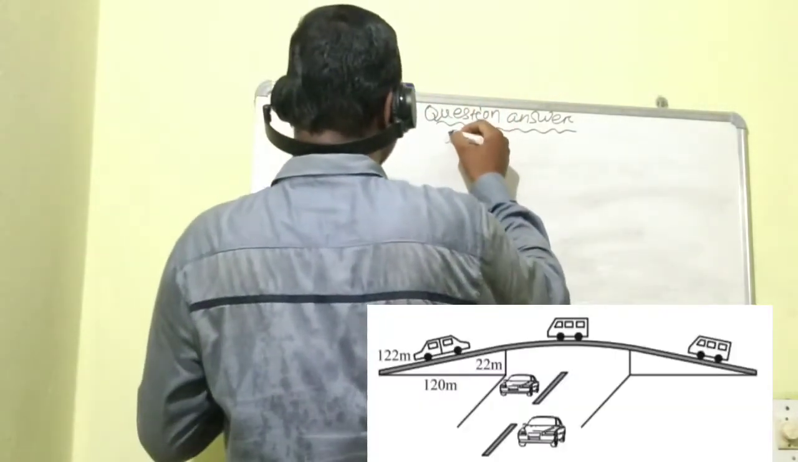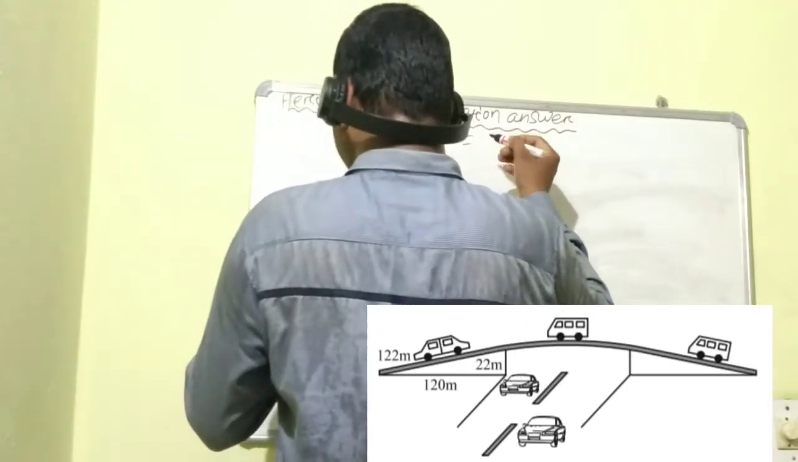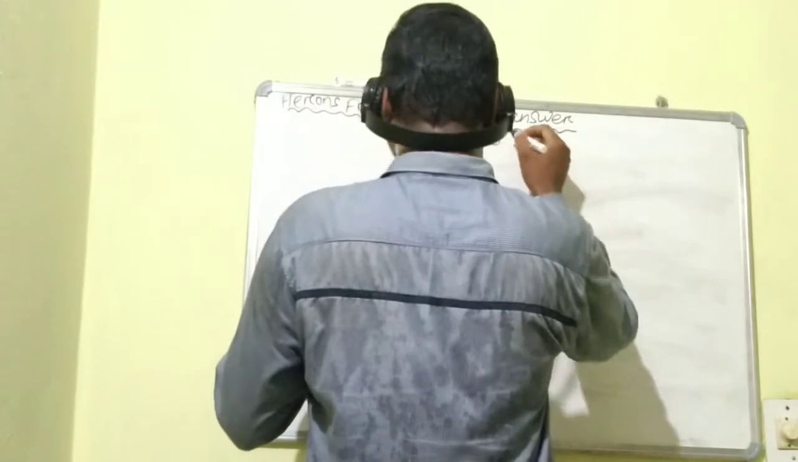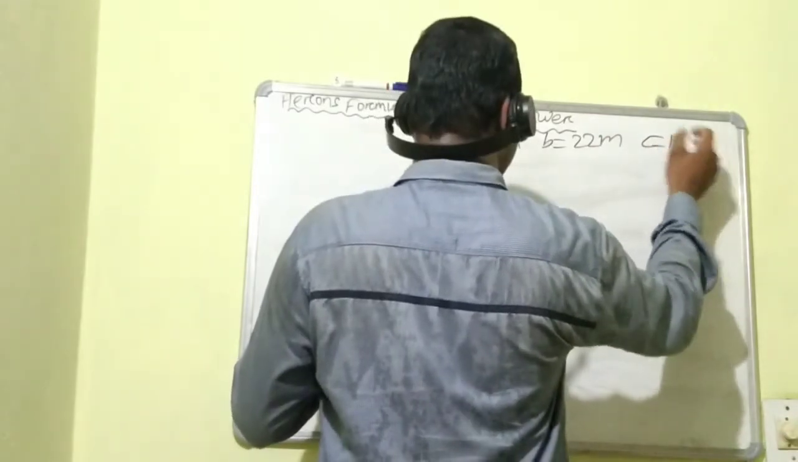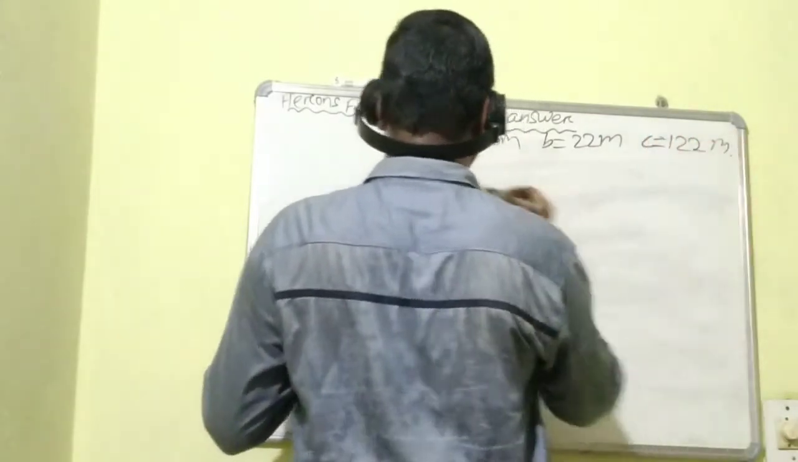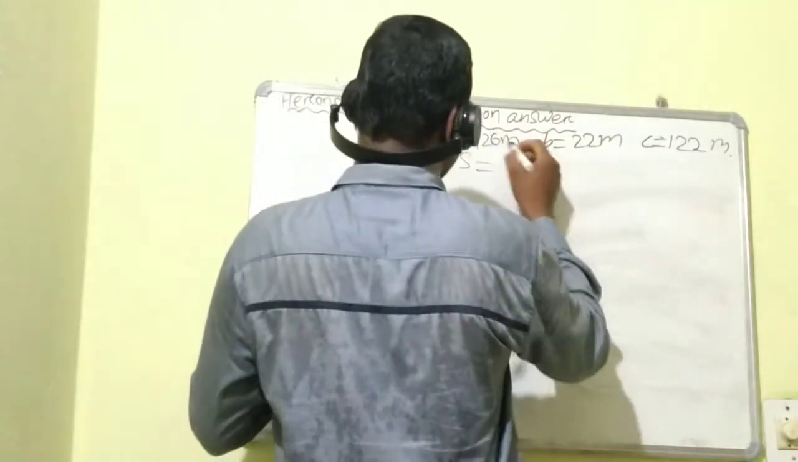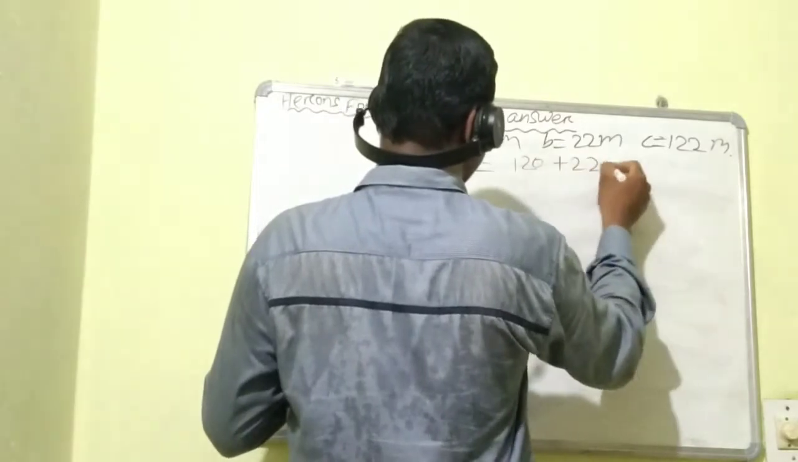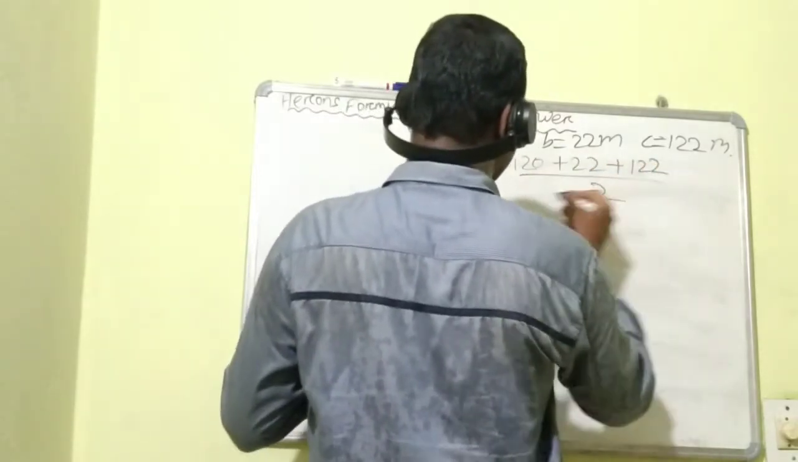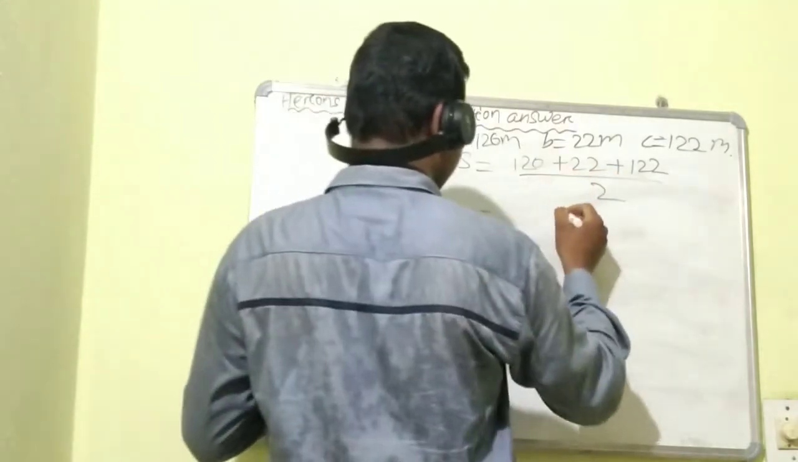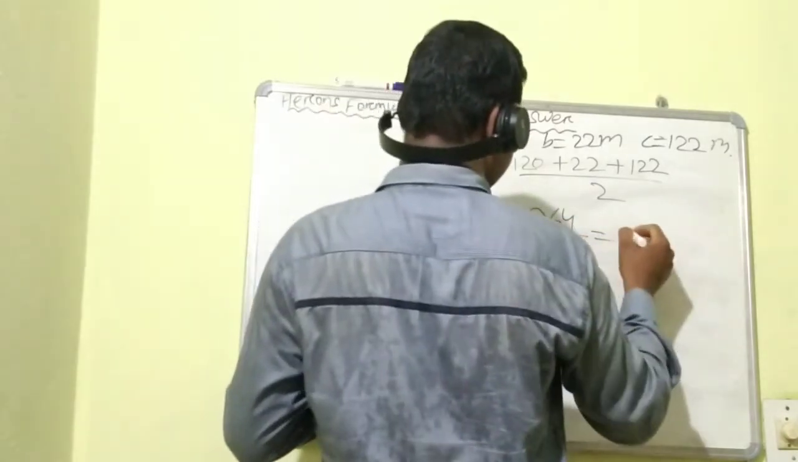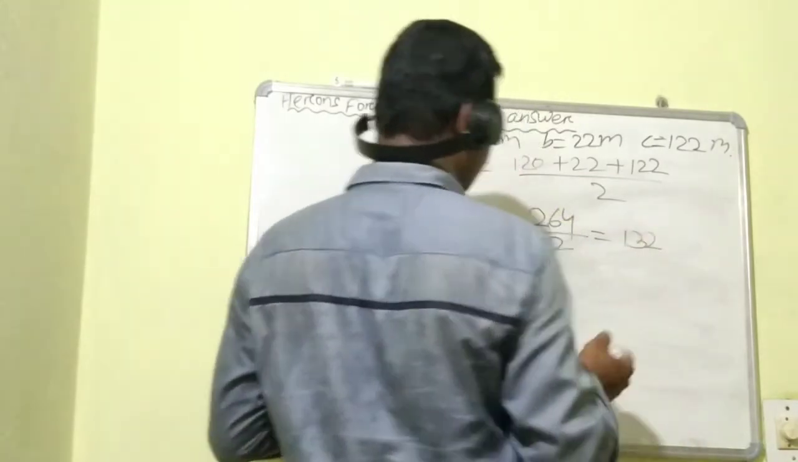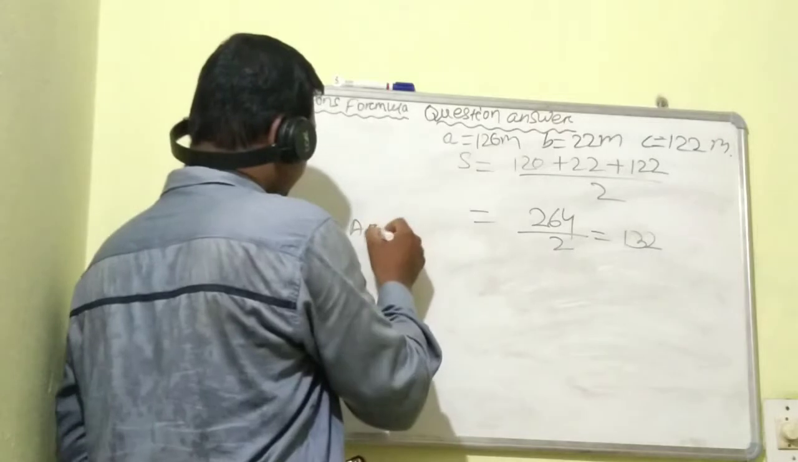So what will we have to write first? We'll have to write the given side values, A equal to 120 meter, then B equal to 22 meter, C equal to 122 meter. So how do we find the semi perimeter? It is 120 plus 22 plus 122 by 2, that is 264 by 2, that is equal to 132.